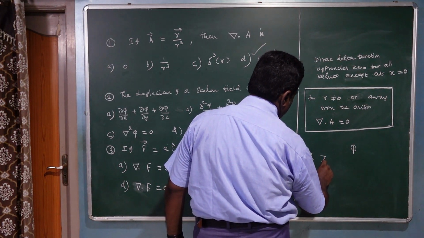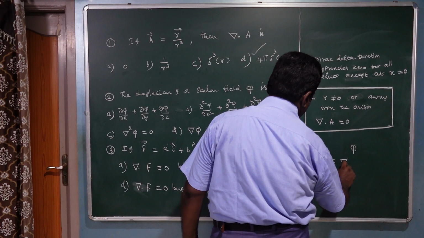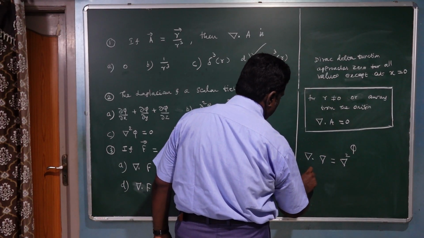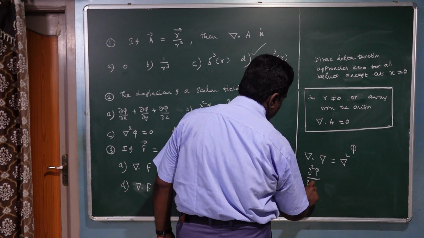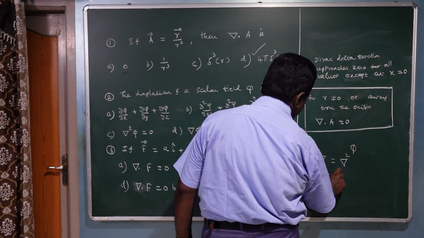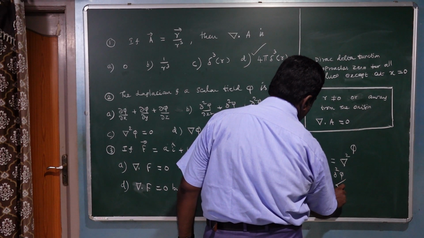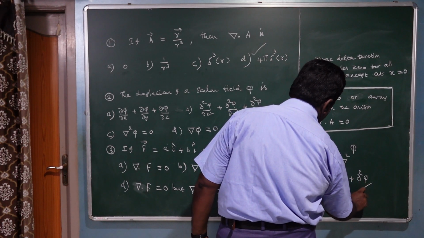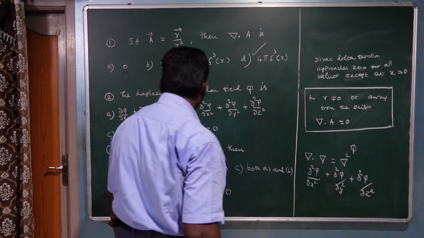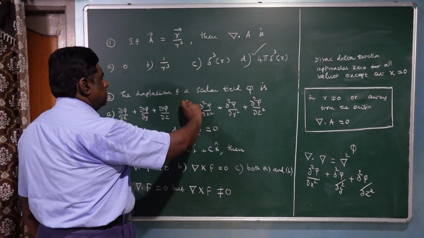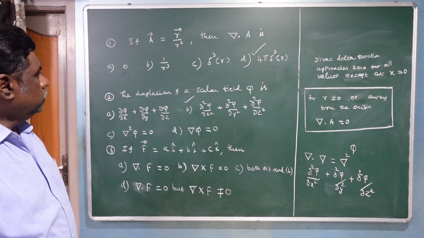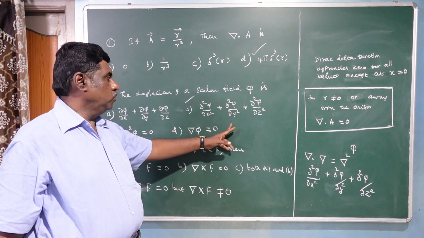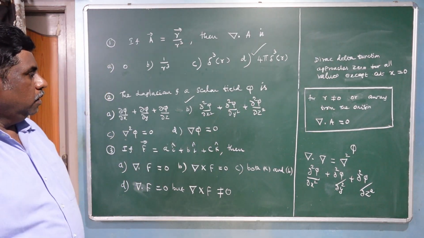Del dot del is the Laplacian operator, del square. That means this operator is operating on pi. So the answer is dou square pi by dou x square plus dou square pi by dou y square plus dou square pi by dou z square. So option B is correct. The Laplacian of a scalar field pi is dou square pi by dou x square plus dou square pi by dou y square plus dou square pi by dou z square.